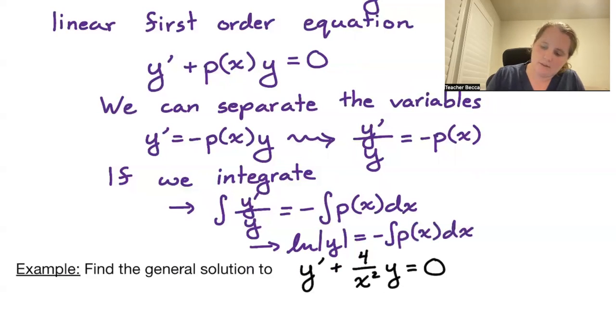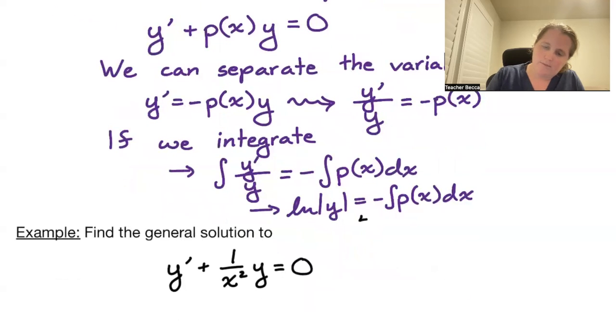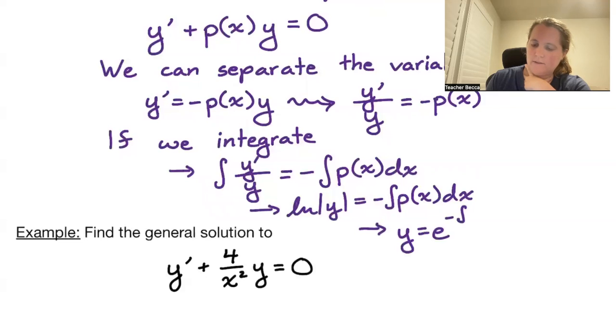I'm going to just quickly move the next problem to give myself that tiny bit more space. There we go. So we have the natural log absolute value of y is equal to negative integral of p of x dx, or y is equal to e to the negative integral of p of x dx.